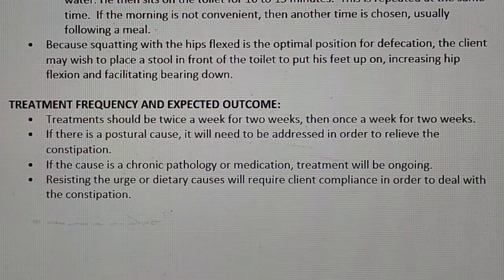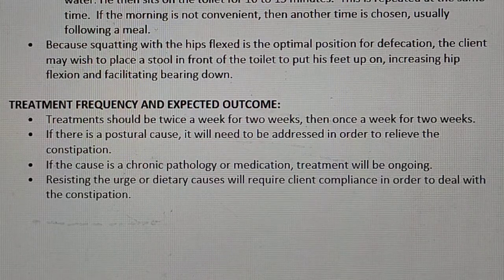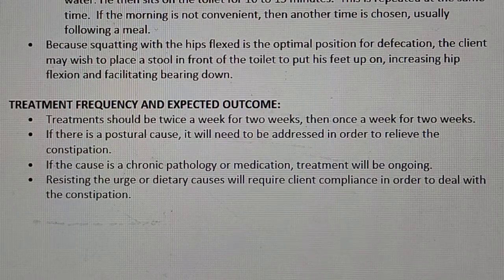Okay, so for treatment frequency and expected outcomes, the client's treatment should be twice a week for 2 weeks, and then once a week for another 2 weeks. Okay? If there is a postural cause, it will need to be addressed in order to relieve the constipation. So we've been mentioning postural imbalances. So guys, you have to really check on this. You have to address that, okay?